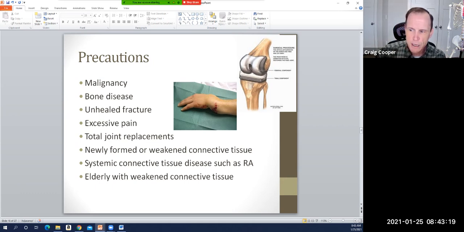Anybody that's got weakened connective tissues, we don't want to go too far. Certainly somebody that has something like RA, their joints are already hypermobile because you basically have a lot of destruction of all the connective tissue. We definitely don't want to do joint mobs with people that have fragile muscles, tendons, ligaments, capsules, anything like that.